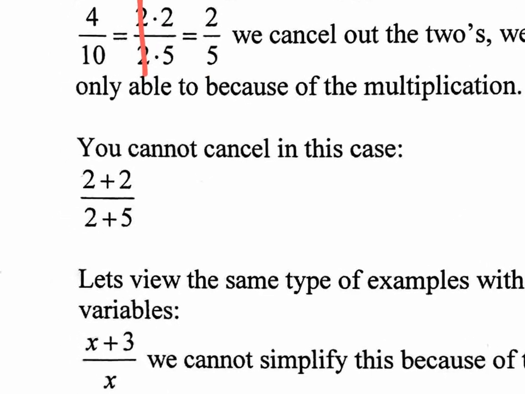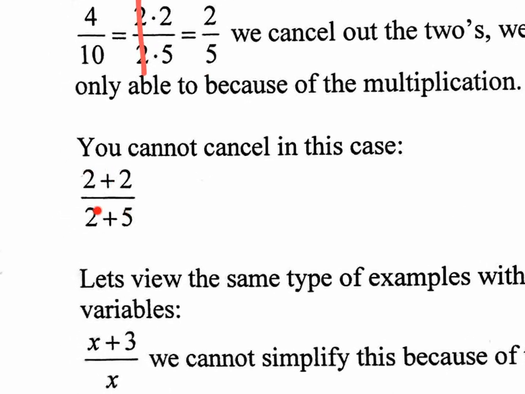So if you had 2 plus 2 over 2 plus 5, right here, you can't cancel out the 2's. You just can't do it. Why not? Because of the addition up here and the addition down there. We all know that 4/7 does not reduce down to 2/5. So you cannot cancel out 2's because of the addition. So once again, you can only cancel out when you have multiplication, not when you have addition or subtraction.